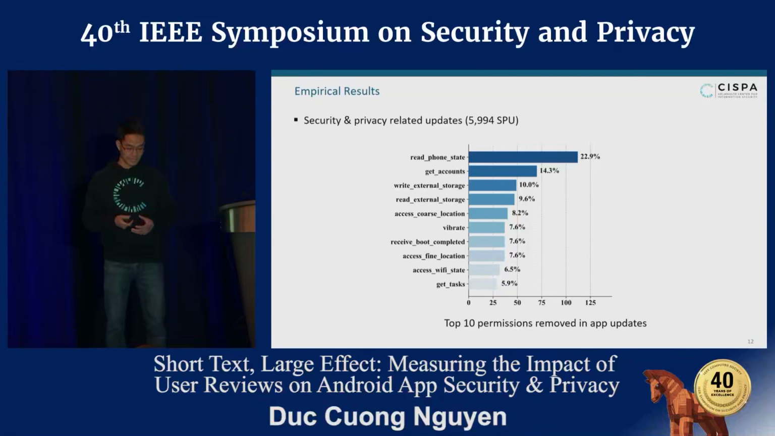Yeah. So we also look into the attribution of the permission usage of the apps, and for the cases where developers don't update or they cannot remove the permissions, they explain that for the majority of cases, the permissions are used by third-party libraries. So they cannot do anything about it.